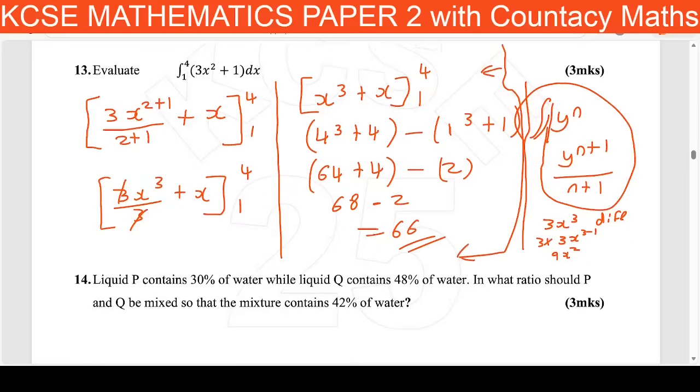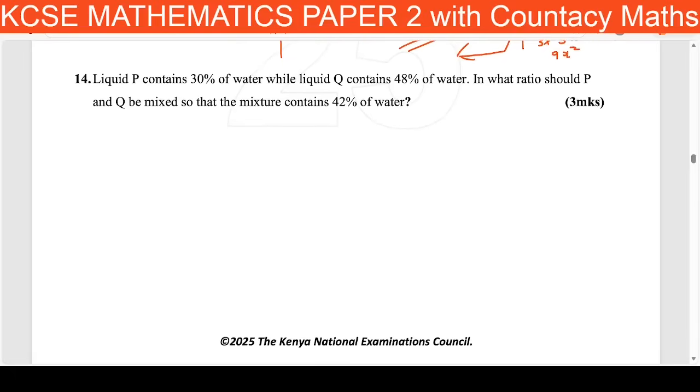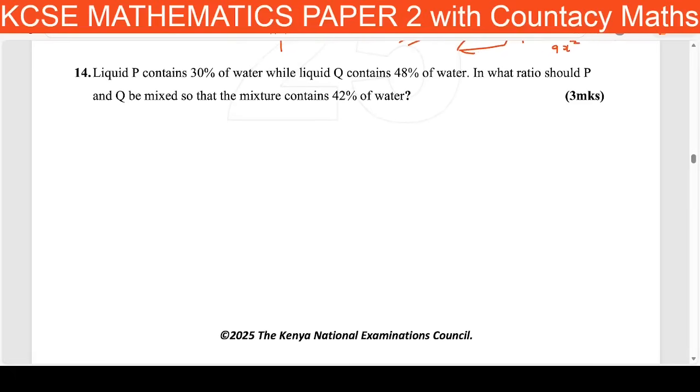So let's get into our question 14. And actually, this seems to be very interesting. We are told that liquid P contains 30% of water, while liquid Q contains 48% of water. And then we are told in what ratio should P and Q be mixed so that the mixture contains 42% of water.